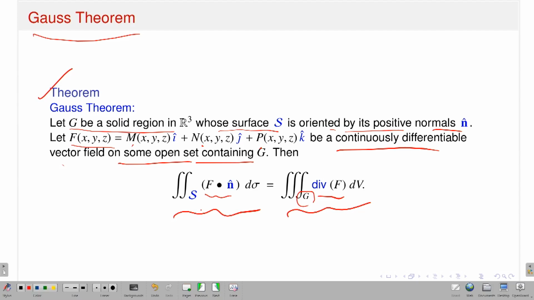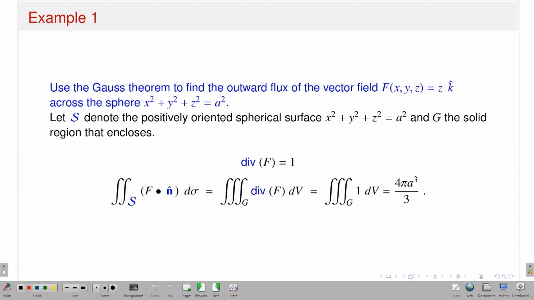So if I have a solid region and the corresponding surface oriented positively, with positive normals, and if I have a vector field which is very nice, that means a continuously differentiable vector field, then the corresponding surface integral of F dot n cap, that means the normal component of the vector field, is exactly equal to the triple integral where the integrand is the divergence of F. Okay, so let me discuss one example.